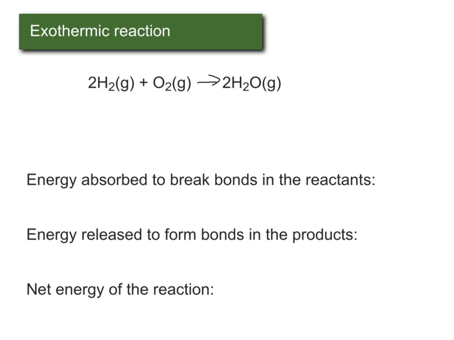Okay, so the first example I have here is an exothermic reaction. In this reaction, we have two H2s, so we have H bonded to H twice, and we have an O2. And if you remember, O2 is O with a double bond. And it makes two water molecules, which is going to look like this.